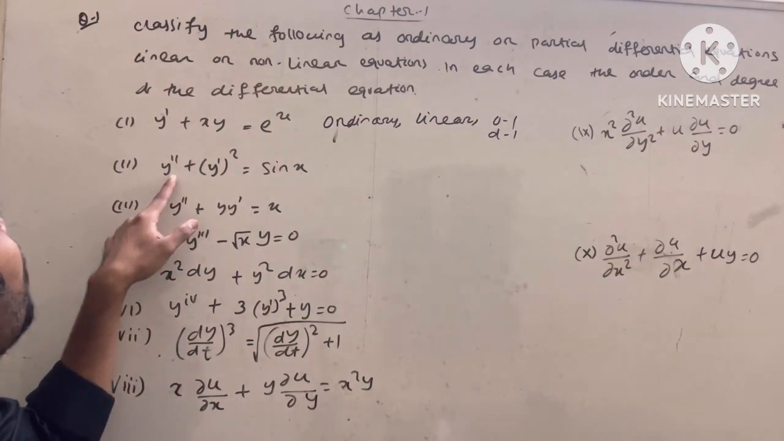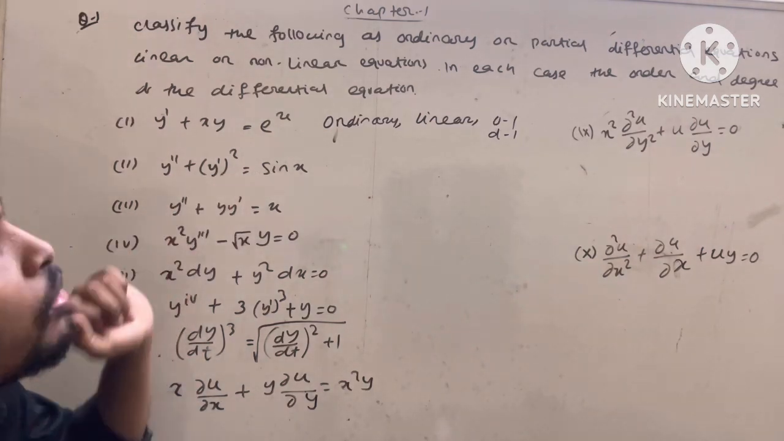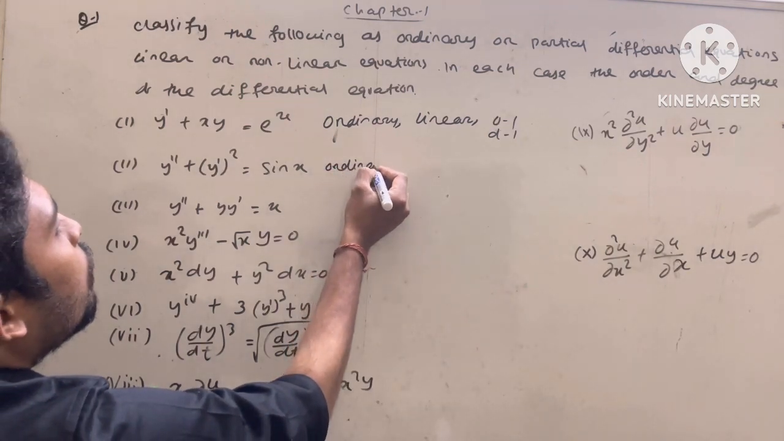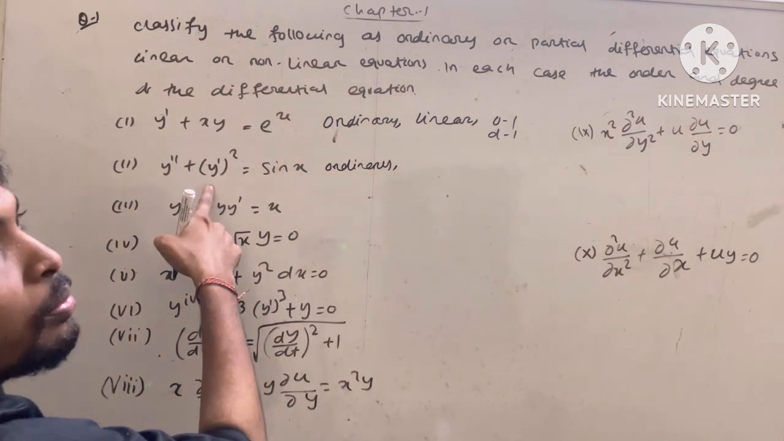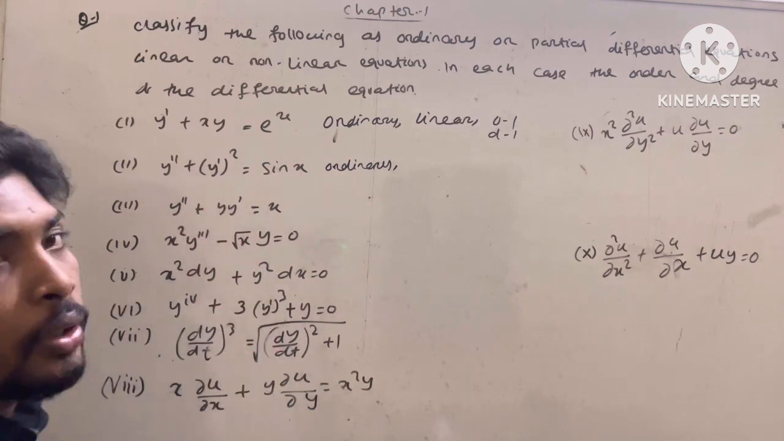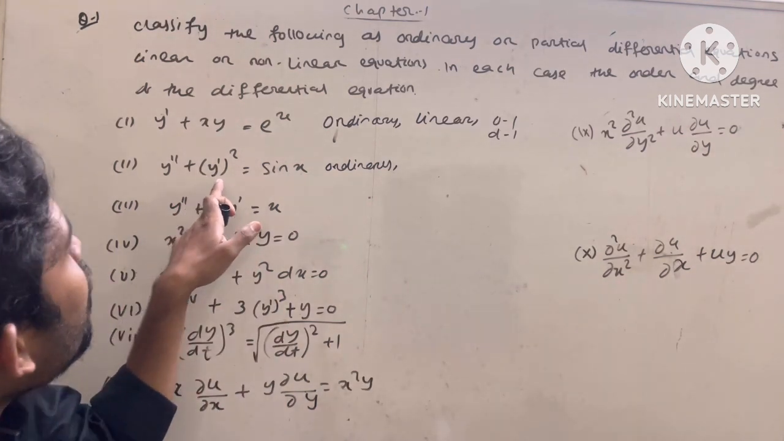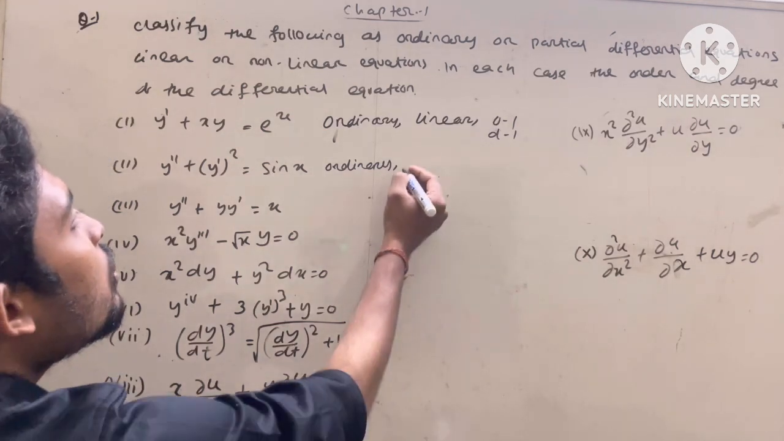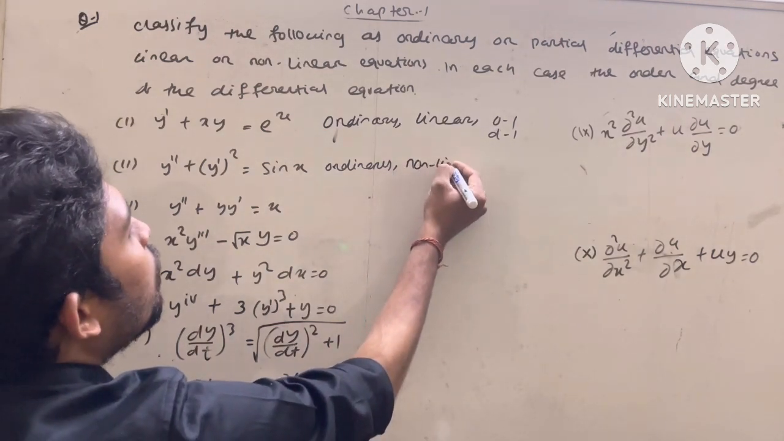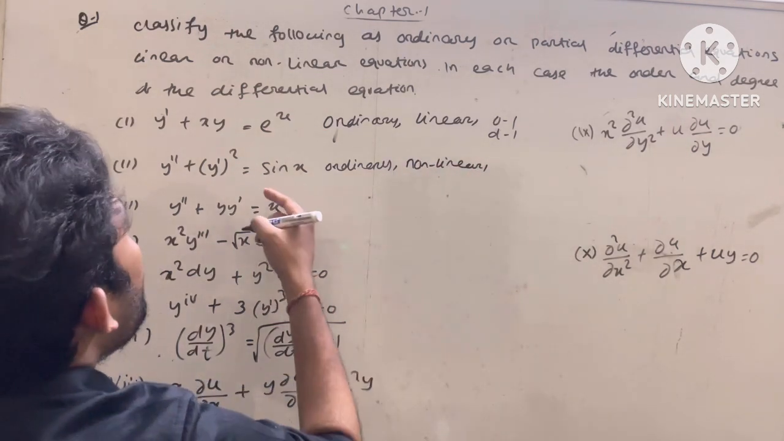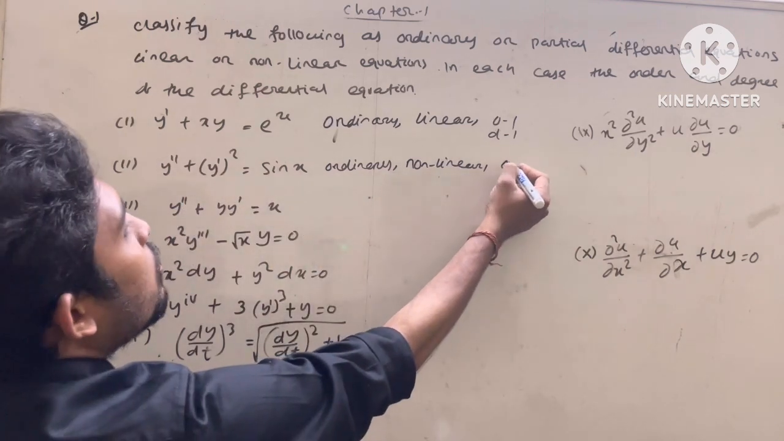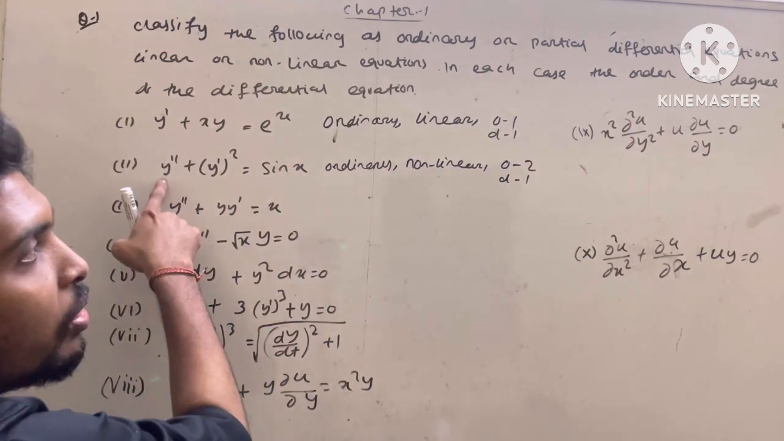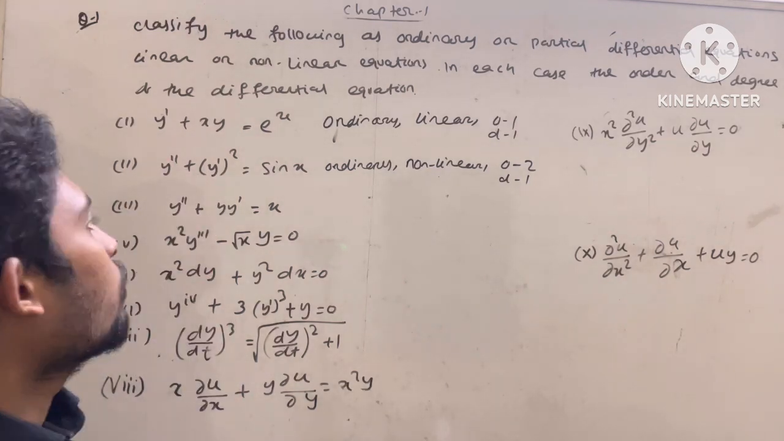Look here, y double dash plus y dash square is equal to sine x. It is ordinary, no doubt, but it is non-linear because there is a derivative whose exponent is 2. Y dash has exponent 2, so that's why this is non-linear. And the order is 2 and the degree is 1, because there is a second order derivative and its power is 1.